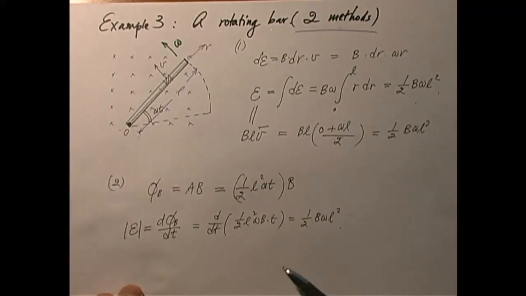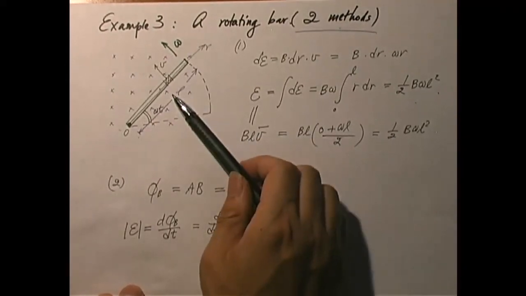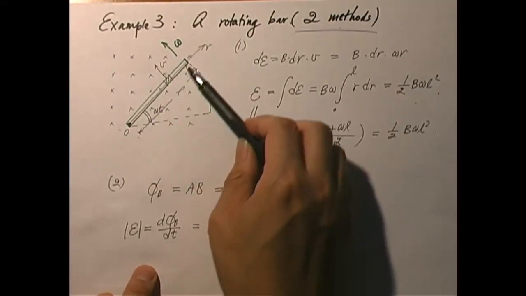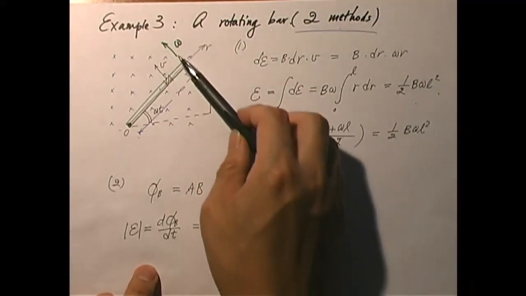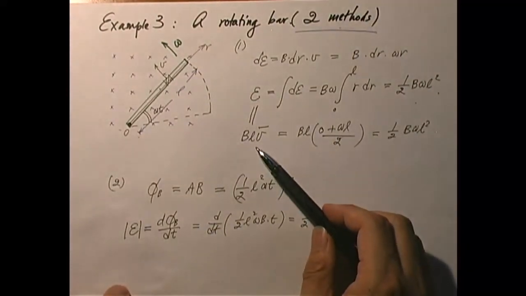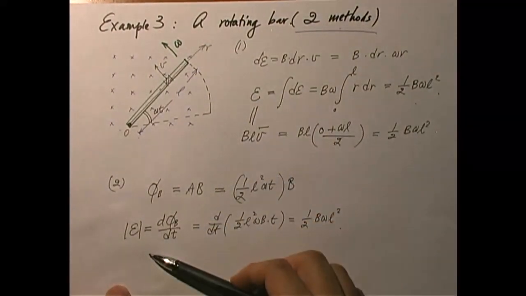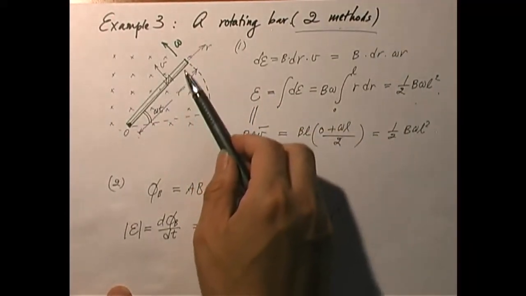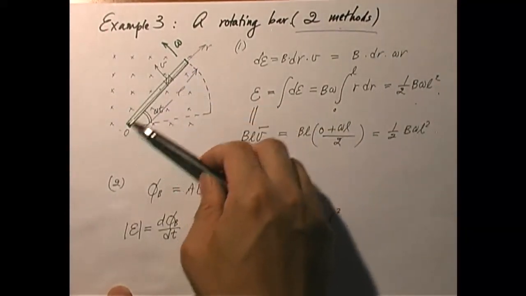Okay, but once again, conceptually they're a little bit different. With the first method, I focus my attention on the motion of the bar, cutting field lines, therefore causing EMF. In the second method, I imagine there is a virtual area which grows over time because this side of the area increases.